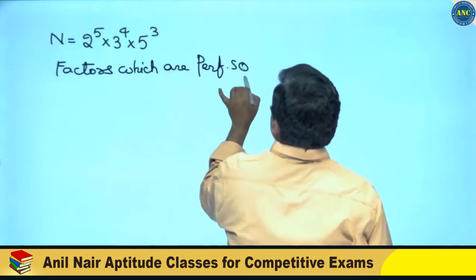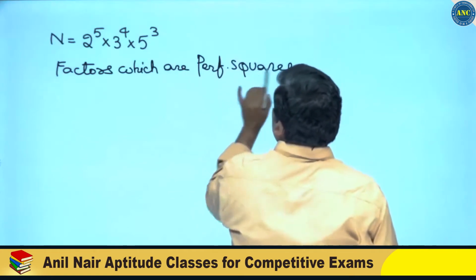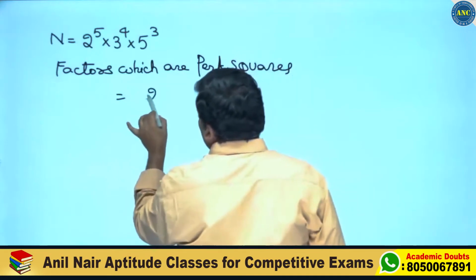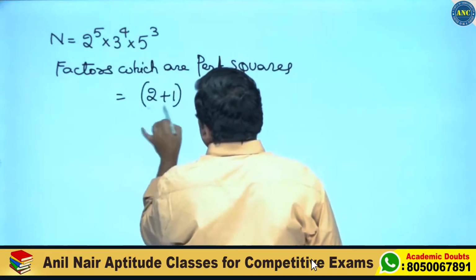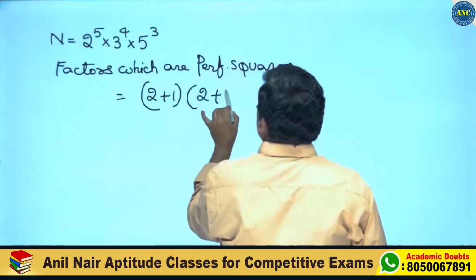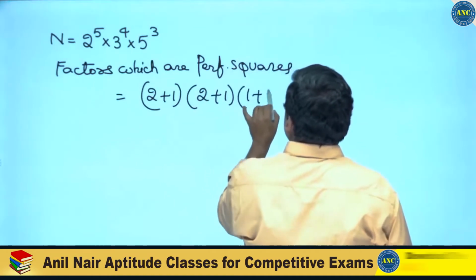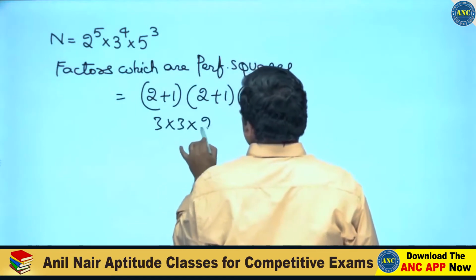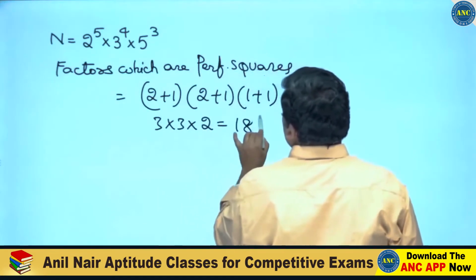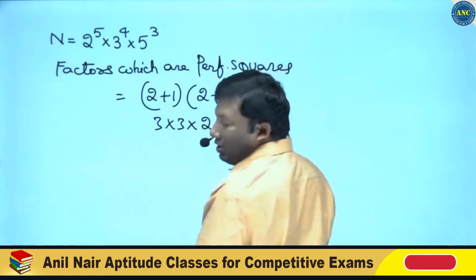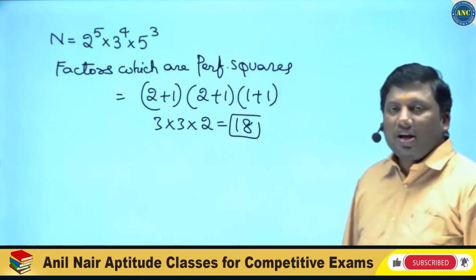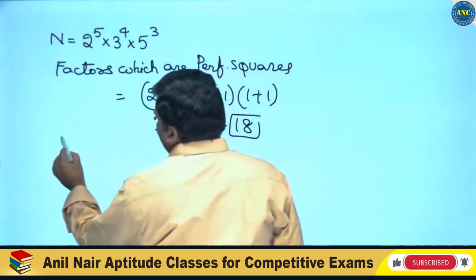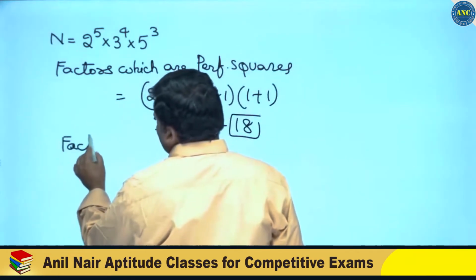Perfect square means divide the power by 2 and add 1. Do not worry about decimal. 5 by 2, 2 plus 1. 4 by 2, 2 plus 1. 3 by 2, 1 plus 1. 3 into 3 into 2. 9 2s are 18. So factors which are perfect squares are 18. Divide the power by 2 and add 1.